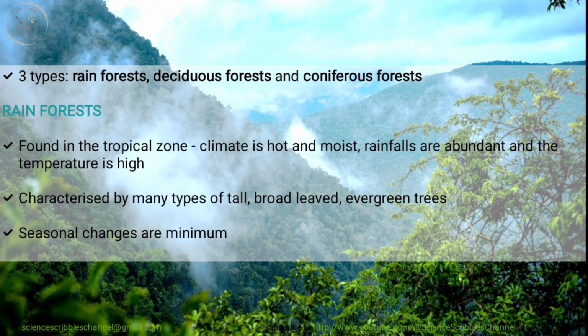Based on the difference in climate, soil conditions, and type of vegetation, forest biomes are classified into three types: rainforest, deciduous forest, and coniferous forest. Rainforests are found in the tropical regions where the climate is hot and moist, that is, in regions receiving abundant rainfall and sunlight. These tropical rainforests are characterized by many types of tall, broad-leaved evergreen trees. So rainforests are evergreen forests, and the seasonal changes are limited in evergreen rainforests.